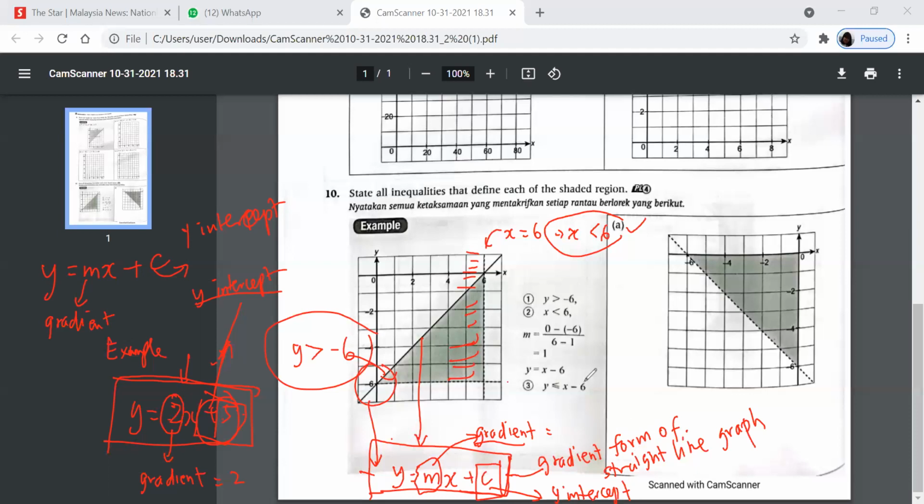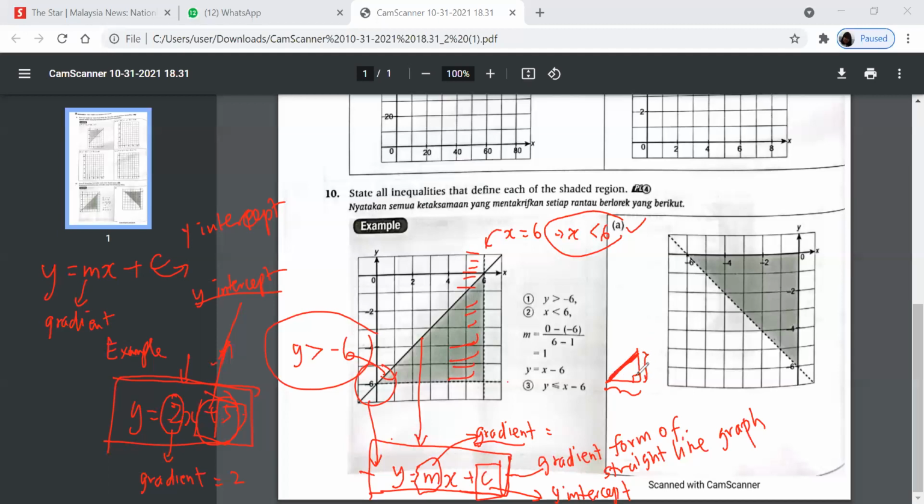So how to find the gradient? Need to teach again. You know what's gradient? Gradient is the slope, how steep the slope is. That's the gradient.